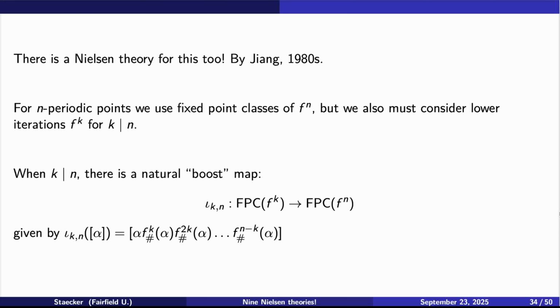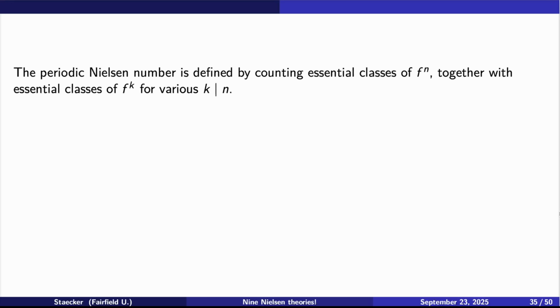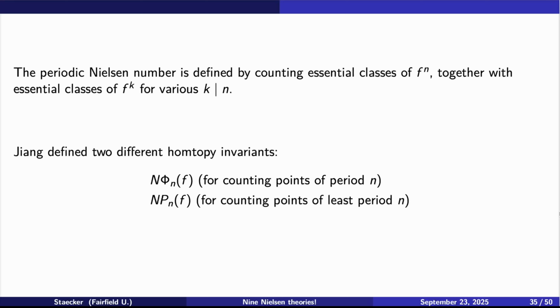But anyway, the Nielsen periodic number is defined by, you count the essential classes, that is, you use the ordinary fixed point index, the essential classes of f to the n, but you also have to count the essential classes of the lower iterations and consider them all together. And Zhang actually made two different Nielsen periodic theory invariants. There's one for counting the points of period n, and then one for counting the points of least period n. These are different numbers. This one is less than that one. But you have to handle them in two different ways. And I will refer you to Zhang's book if you're interested in more of the details.